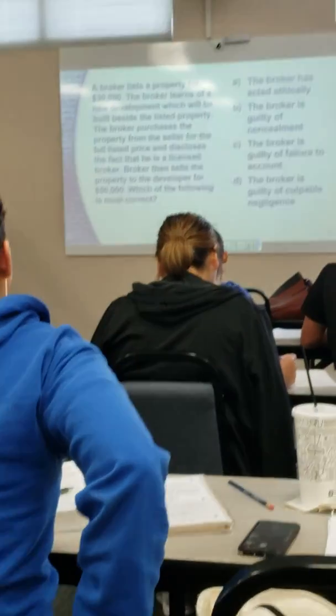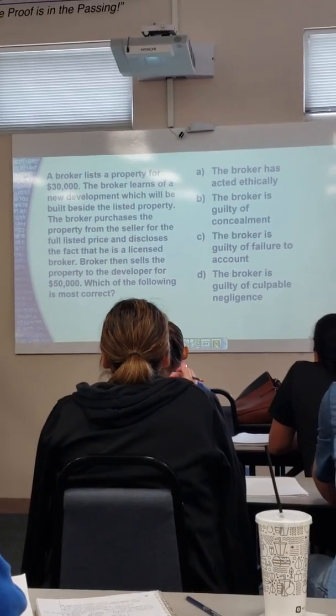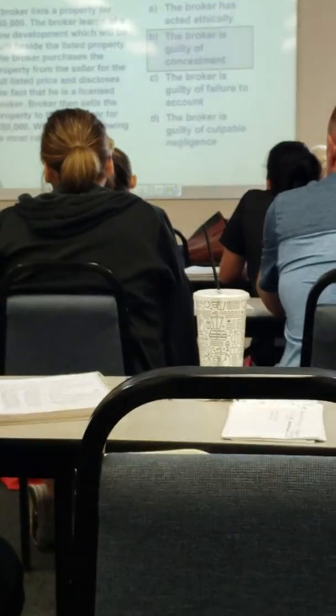A broker listed a property for 30,000. The broker learns of a new development which will be built beside the listed property. The broker purchases the property from the seller at the full list price and discloses the fact as a licensed broker. The broker then sells the property to the developer for 50,000. Which of the following is most correct? It's fraud, a fraudulent act called concealment. This is where the broker is going to lose their money and their license at the same time, because it's called overage or a secret commission.